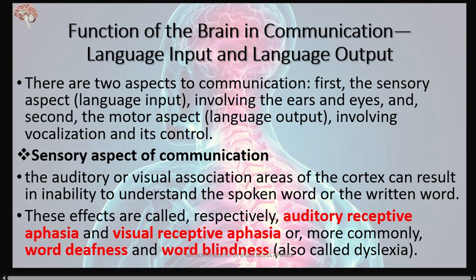This happens when you are having a problem with the vision, which can be translated just as pure blindness, or maybe you're having an issue with the visual cortex of the cerebral cortex. So this can be referred to as the visual receptive aphasia, word deafness, or word blindness, sometimes referred to as the dyslexia.